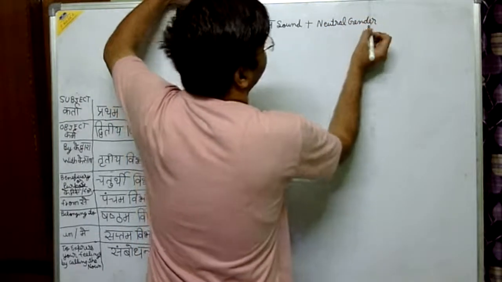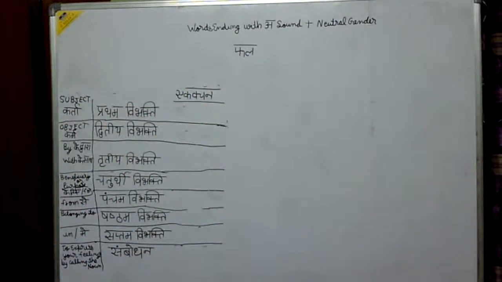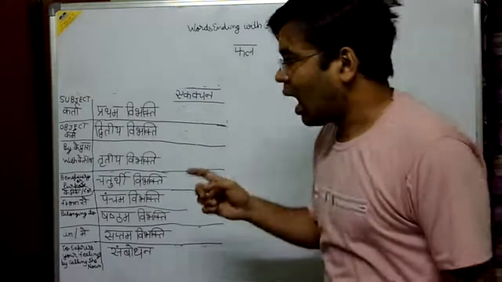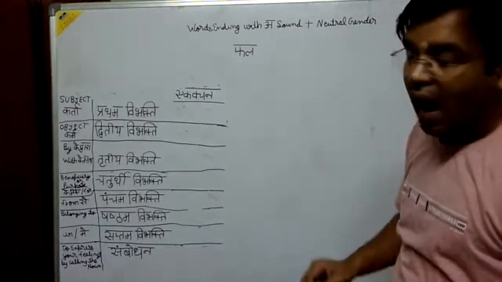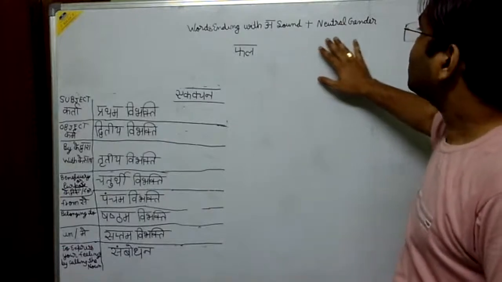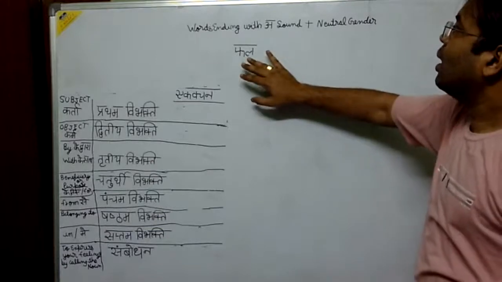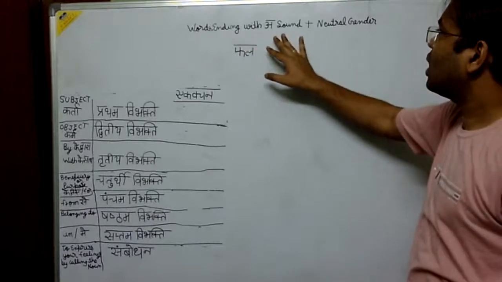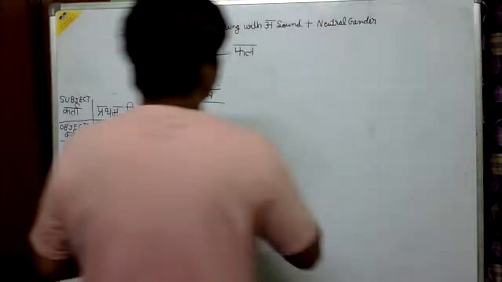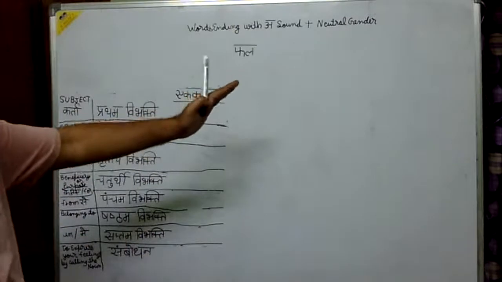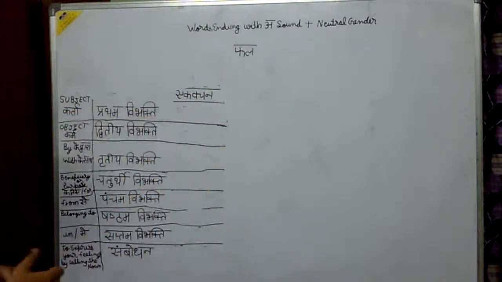See, when we studied yesterday the Shabd Rupas of Ram, what was Ram? Ram is a word ending with a, and also Ram is male gender. But here we are studying Phala. Phala is a word ending with a, but it's neutral gender. For such words which are neutral gender and end with a sound, we have different Shabdrupas.